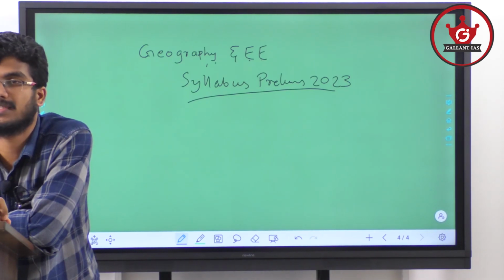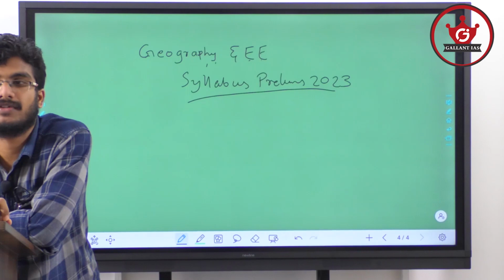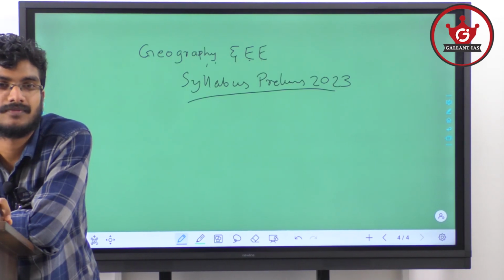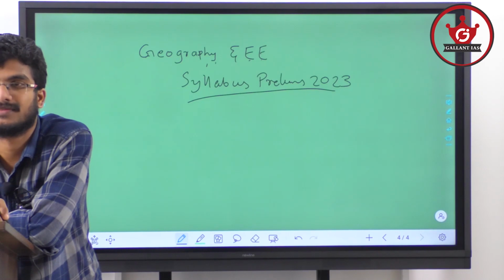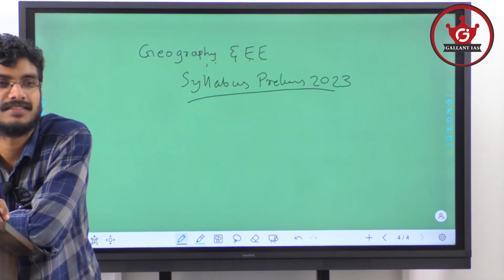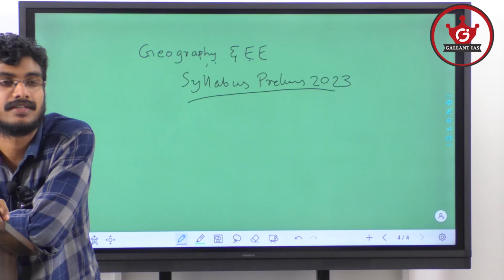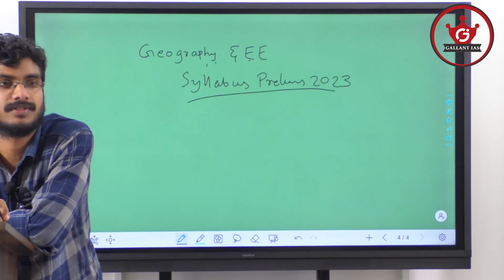So can anyone tell what all is incorporated in geography? Geomorphology, climatology, oceanography, Indian geography, human geography, anything else? Which one? Resources comes in economic geography.